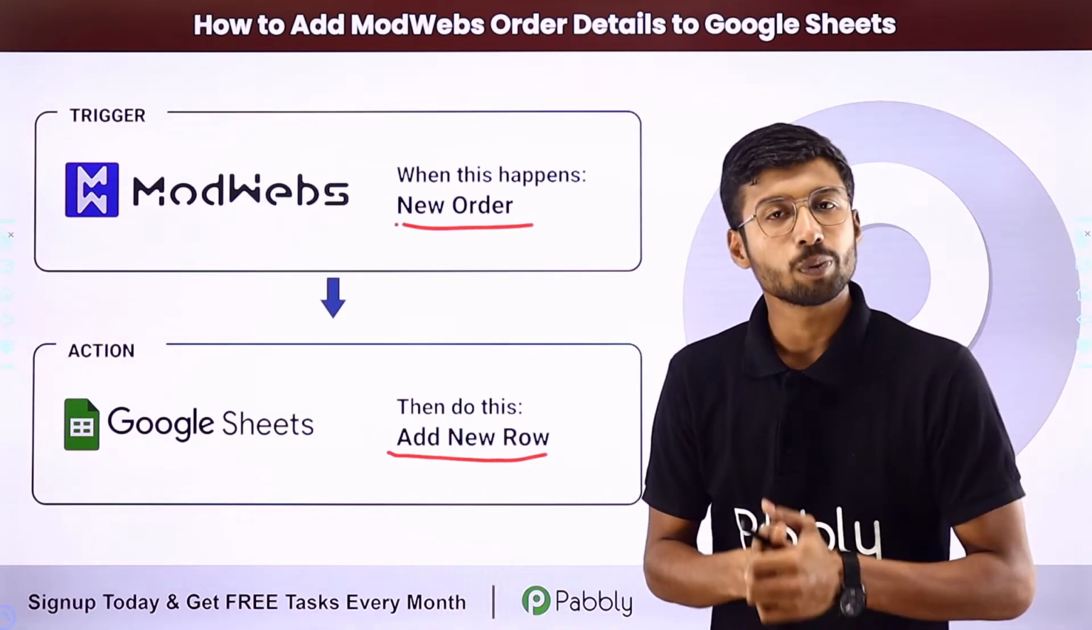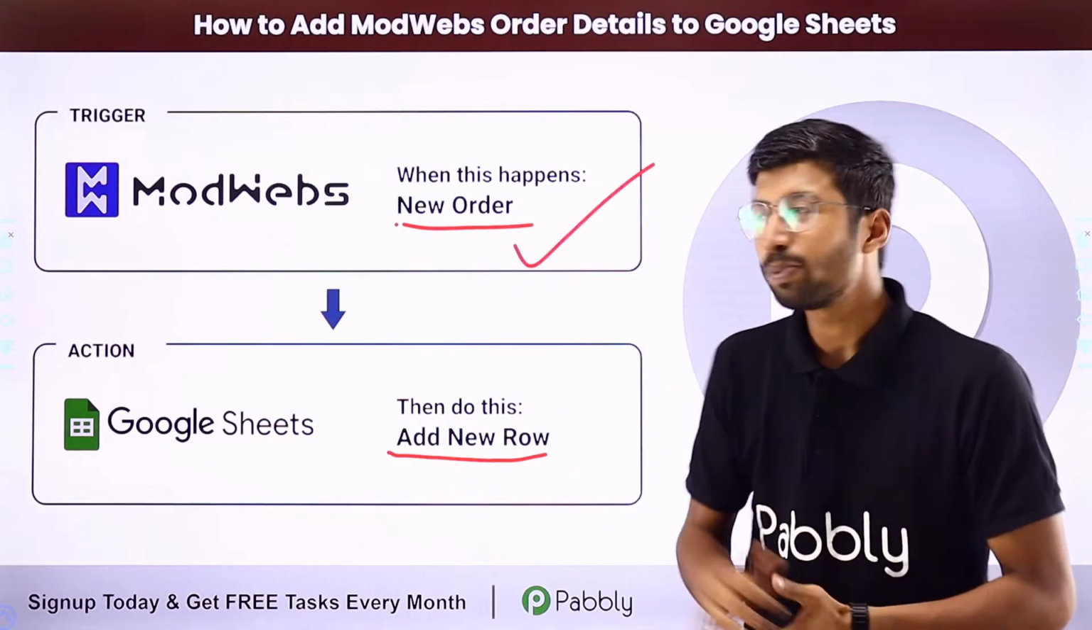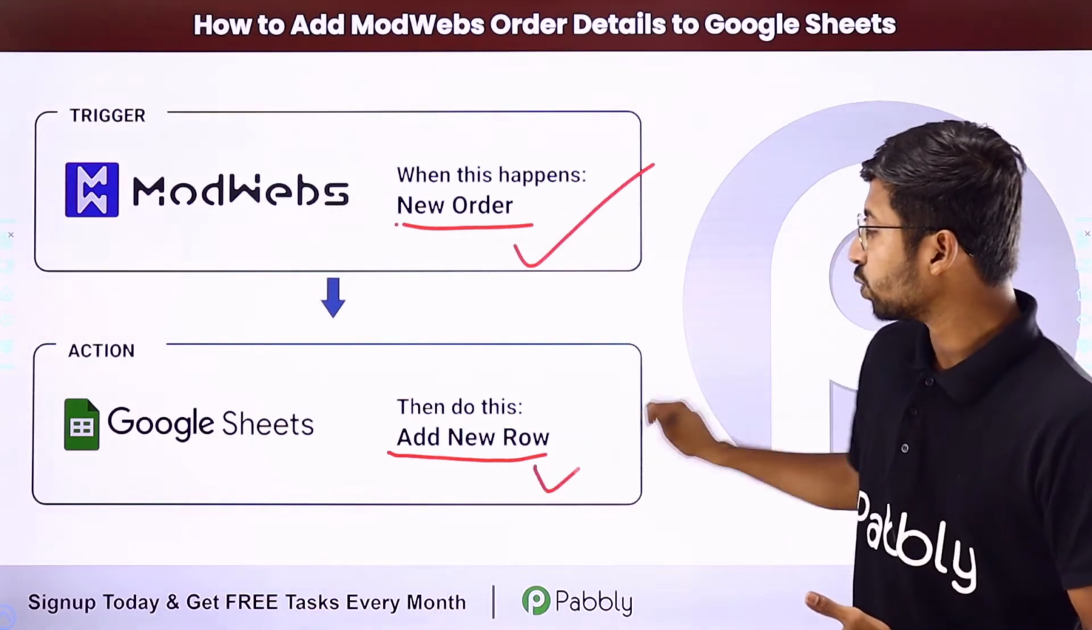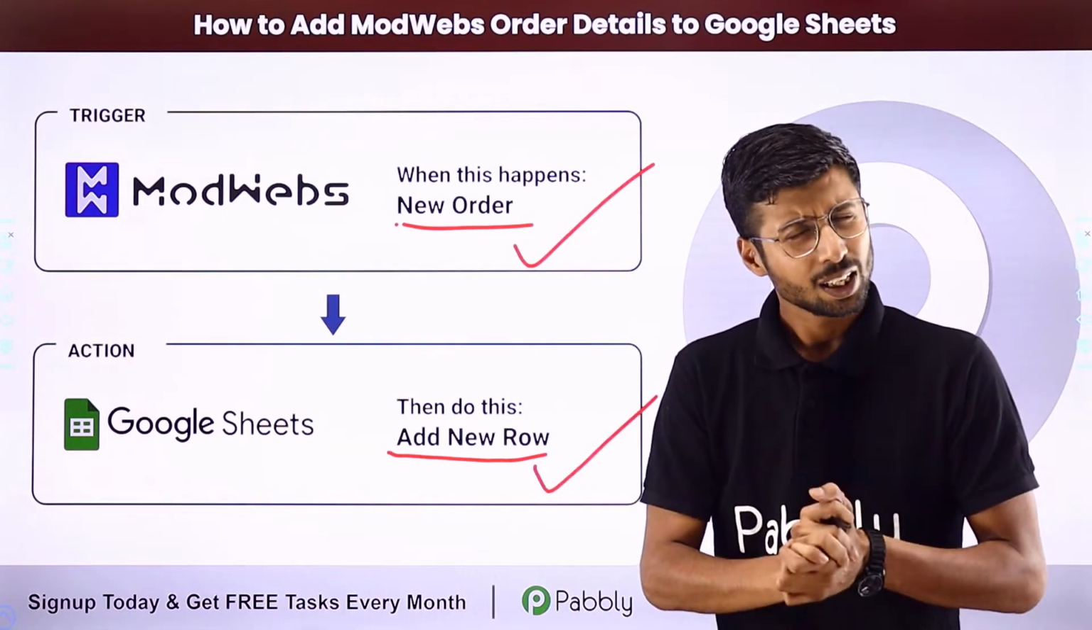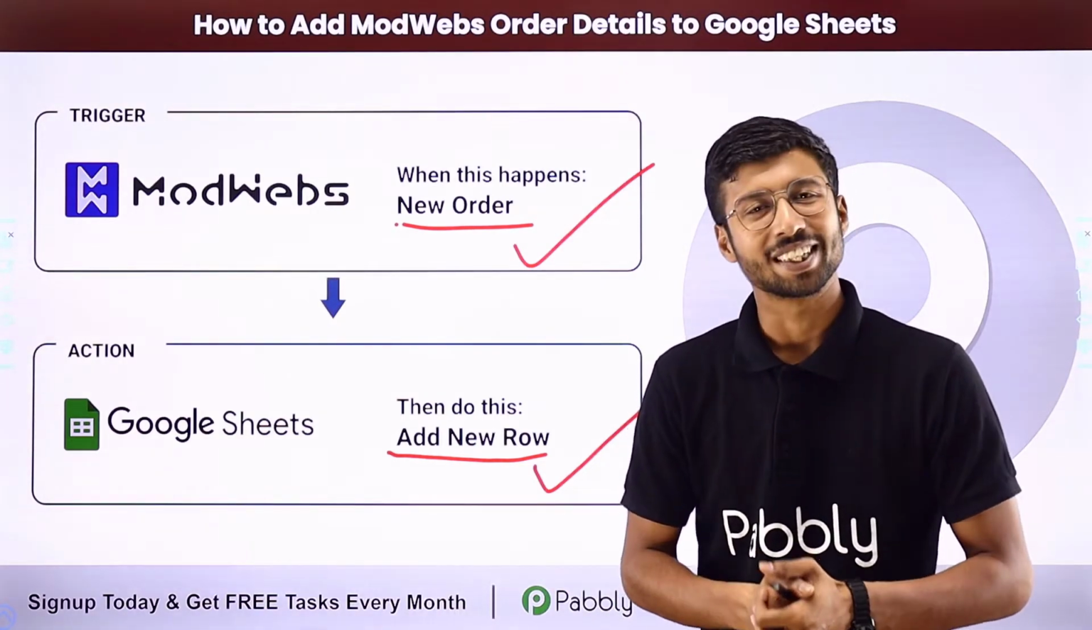So the trigger of this automation will be receiving new orders in ModWebs website or store, and the action will be adding those new order details into a Google Sheet as a new row. Now guys, how you can set up this automation? To know this, you have to come with me to my screen.